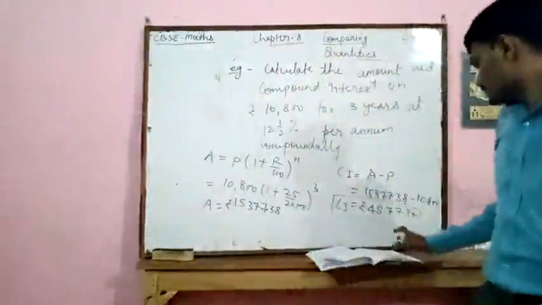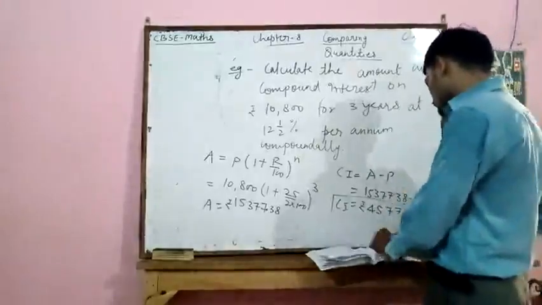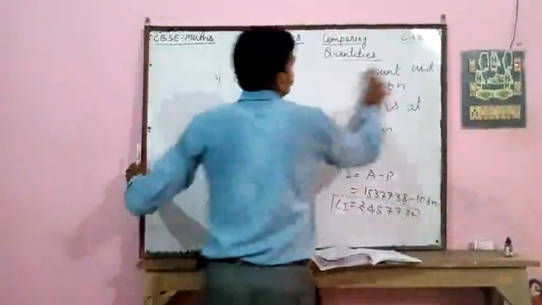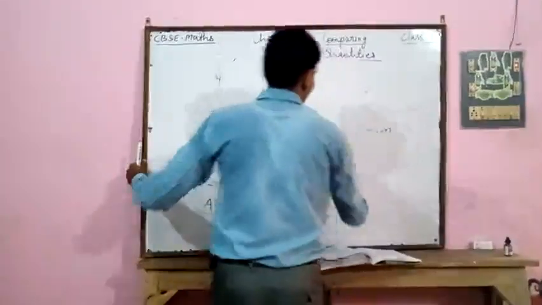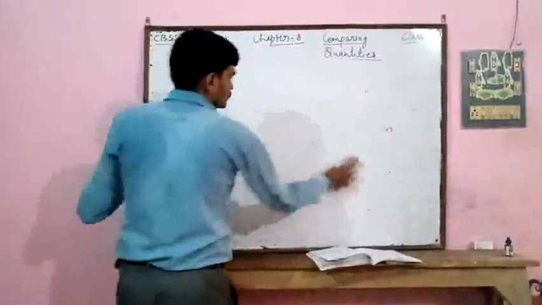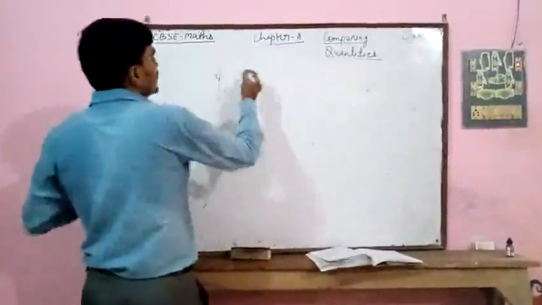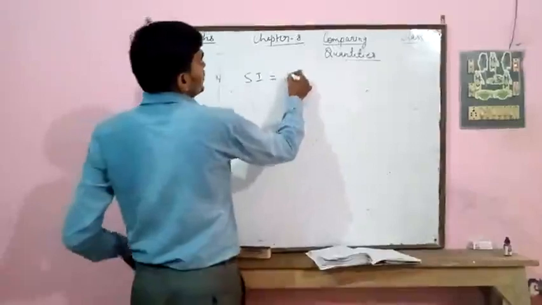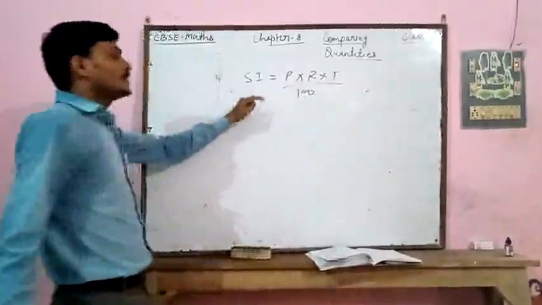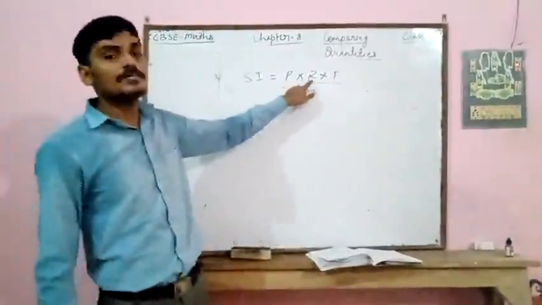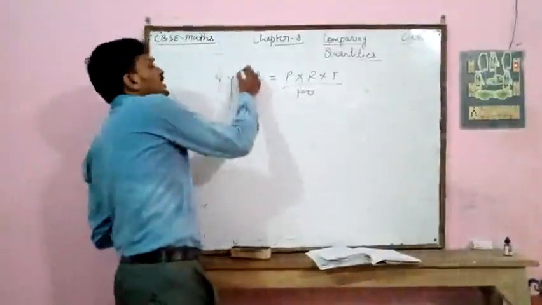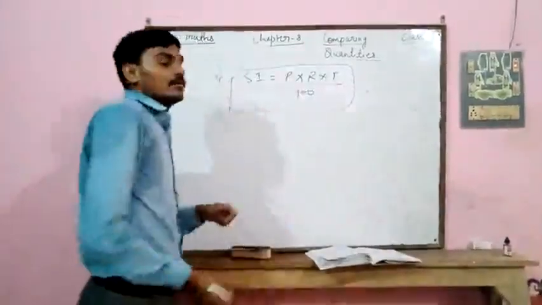Now what is simple interest? Simple interest is equal to P into R into T upon 100. That is, principal amount, rate of interest and time, upon 100. So this is the formula to find the simple interest of any amount.